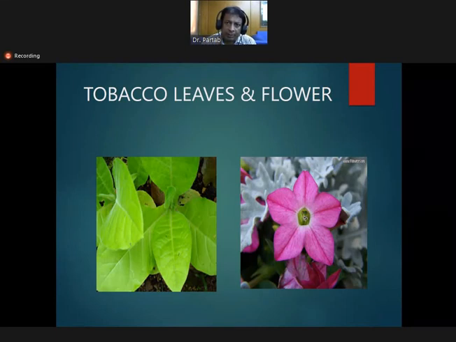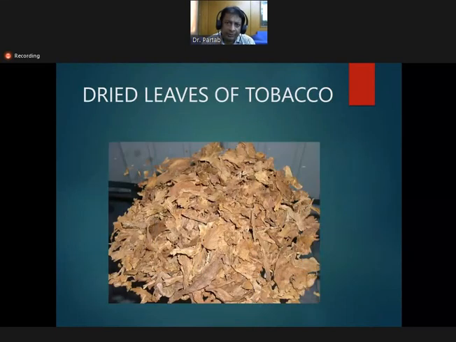Green leaves of the tobacco plant. These are the dried leaves of the tobacco plant, and the companies make it into powder and put it in cigarettes, in pan, or in other forms. It is also used as smoke and snuff.